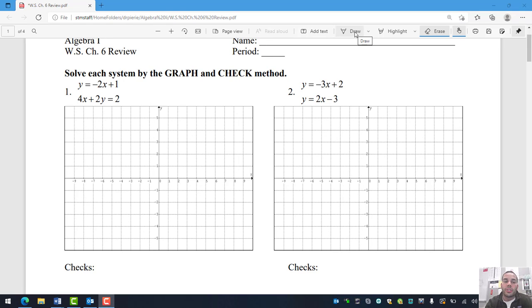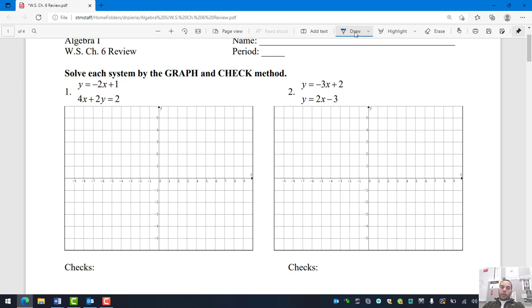Okay, so let's do some of the questions on the review together. The first set of questions says solve each system by graphing and then check. So what we've got to do here is they're giving us two different lines, and if they ask us to solve by graphing, we've got to see where these two lines intersect, and that ultimately gives us the solution.